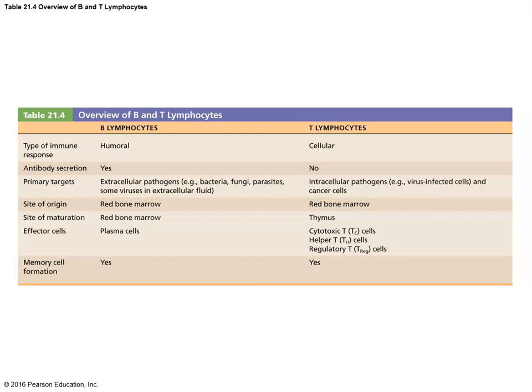If we look at the B and T lymphocytes here, we can see that there are some differences between them in terms of what they do. So let's take a quick look at that. B lymphocytes are involved in humoral immune response. So that means in the fluid, in between cells and tissues. So floating around loosely in the body is what's going to be dealt with by B lymphocytes. They're also going to secrete antibodies, and we'll talk about antibodies a little bit later here. Their primary targets are bacteria, fungi, and some parasites.